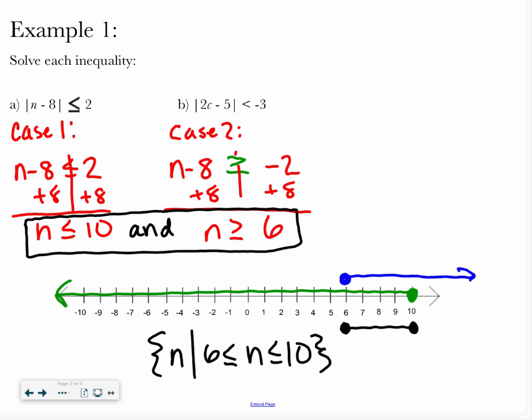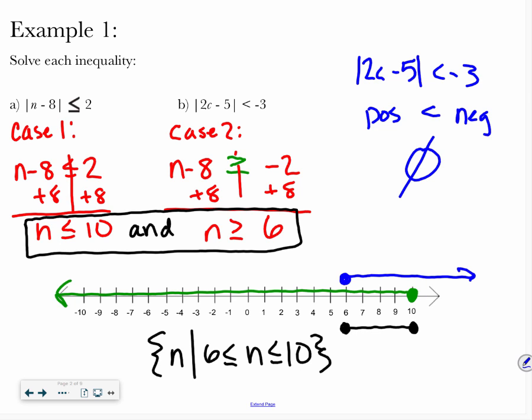So now let's look at the next one. I'm just going to rewrite it over on the side here. We have the absolute value of 2c minus 5 is less than a negative 3. On the left-hand side, everything's inside our absolute value, so this is going to be a positive number is less than a negative number. Can a positive number ever be less than a negative number? No, so that answer is null set or no solution.